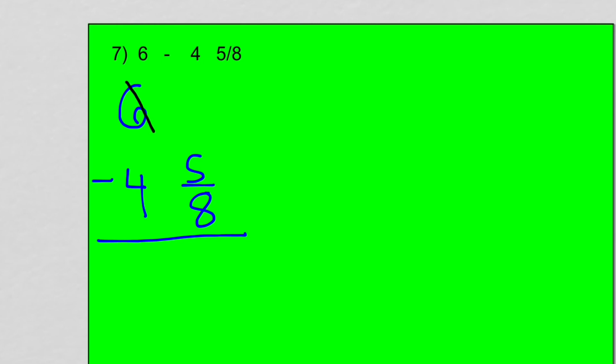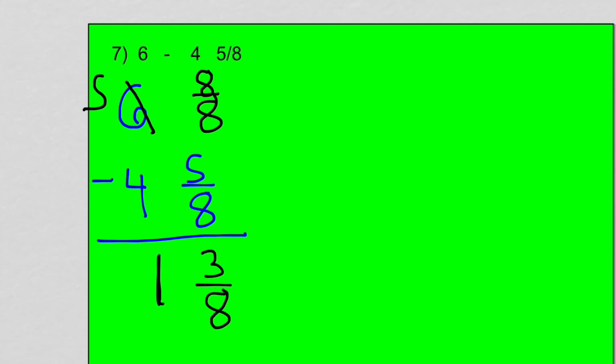I'm going to borrow 1 whole from the 6 and make it 5. And I'm going to write that 1 whole beside the 6 as a fraction. And I'm going to write that as a fraction 8 over 8. And the reason I'll do that is because now since I have a common denominator of 8, I can subtract the fraction parts. And check this out. I still have 6 here, right? 5 wholes and 8 over 8 is still 6. But now I can subtract these two fractions. 8 over 8 minus 5 over 8 is 3 over 8. And 5 take away 4 is 1. So 1 and 3 over 8.